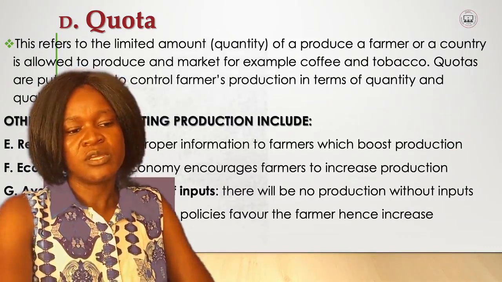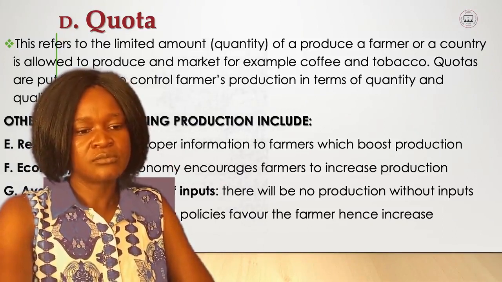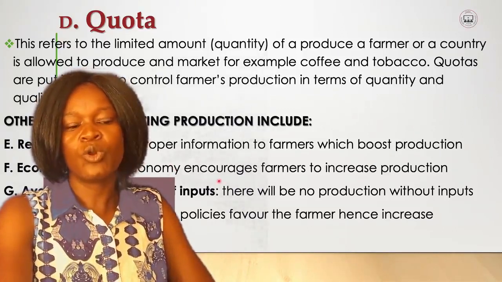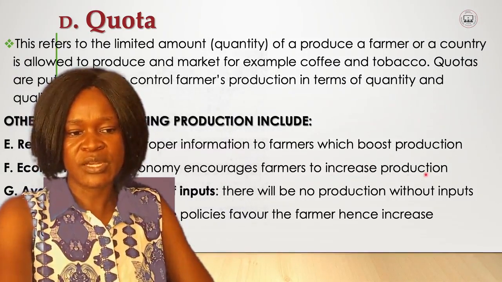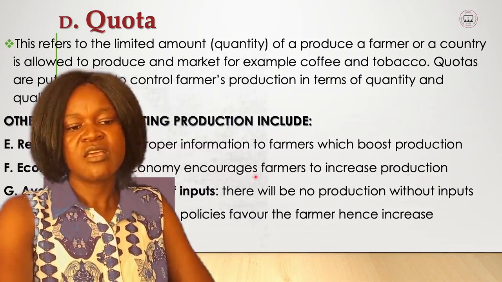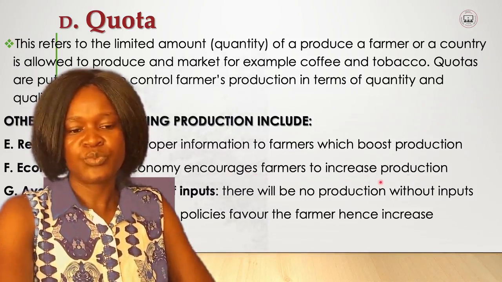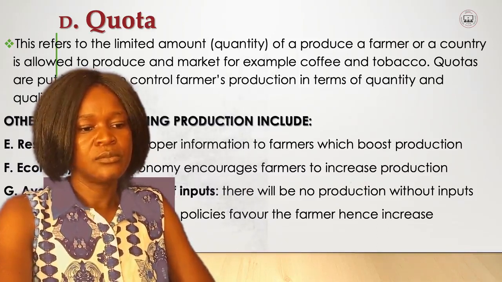Economy as well is another minor factor of production. Where there is a stable economy, that will encourage farmers to increase production. But if the economy is not stable in the country, that will discourage the farmer from producing enough.